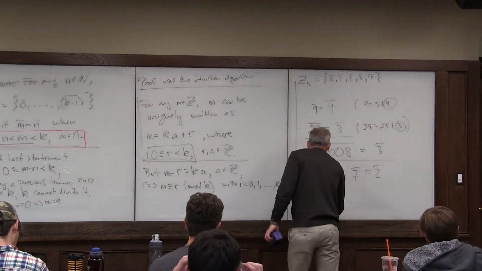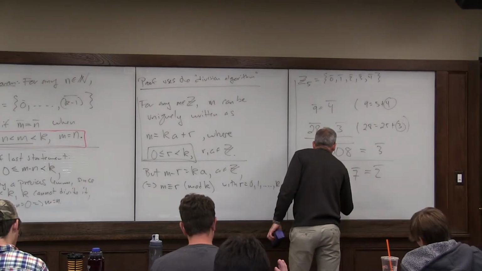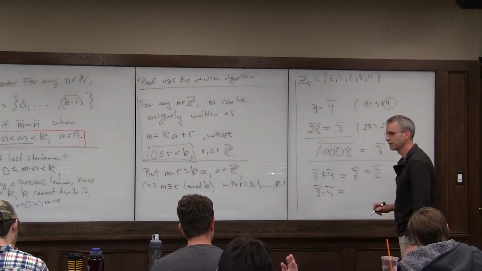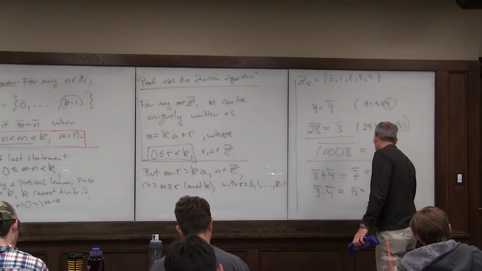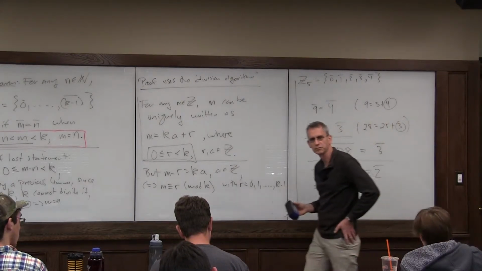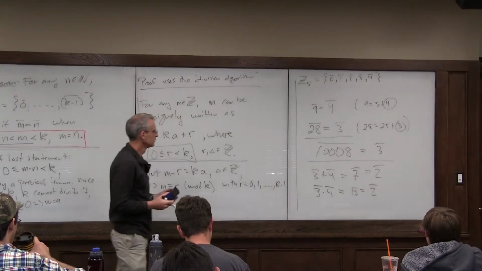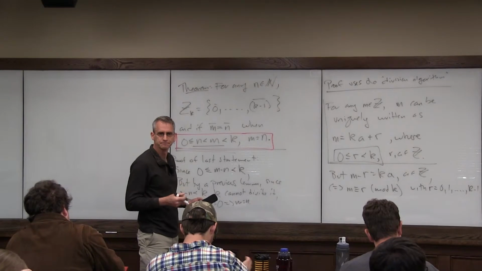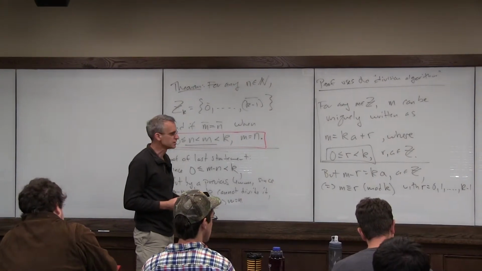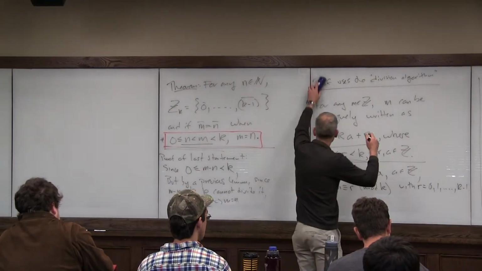We'd also like to be able to multiply. And what should that be? 12 bar, which is also 2 bar. So 3 bar times 4 bar is equal to 3 times 4 bar. And the question is, is this legit?